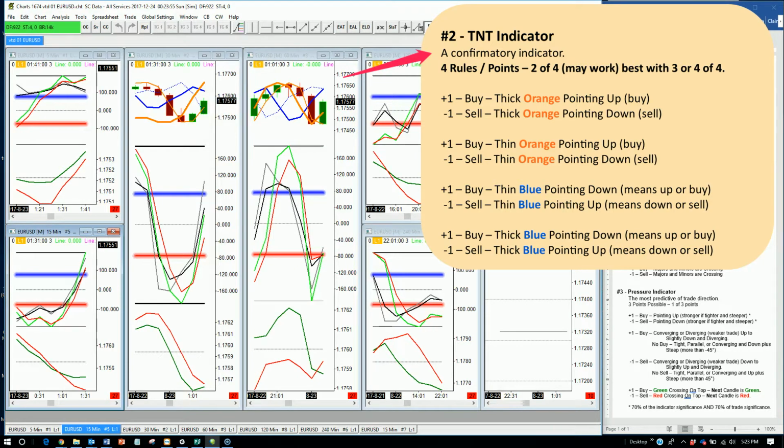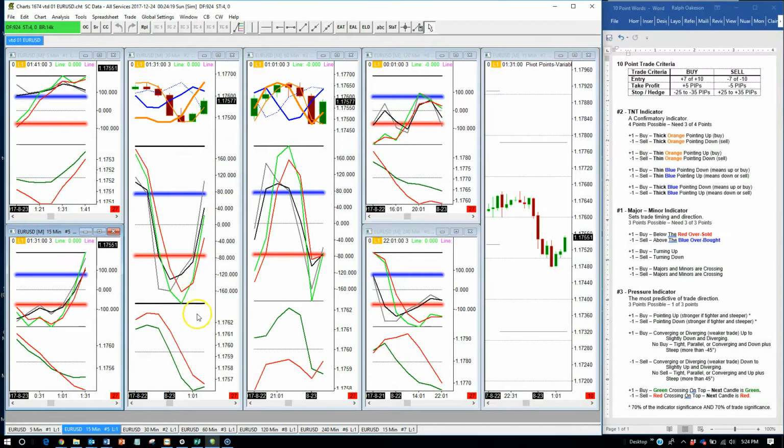Well, the TNTs are the confirmatory indicator. We need 3 out of 4. We have the thick orange up, thin orange up, thin blue down, thick blue down. So in order to buy, we need the thick orange up, thin orange up, thin blue down, thick blue down. Okay, we achieved 4 out of 4. All right, let's come down here and see if we have the authority. So we have one monitor saying, yes, it's a buy. A second monitor, Sentinel, Flagman, or indicator saying, yes, let's buy. But now we need to get the authority approval to do so.